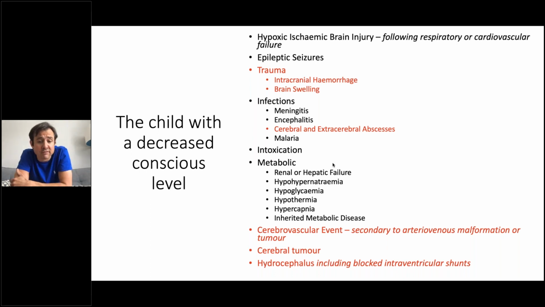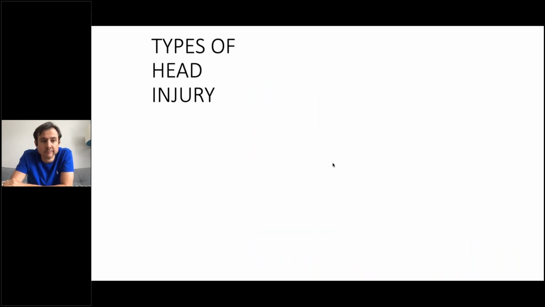So neurovascular events in children. This is classically secondary to an AVM, an arteriovenous malformation. Cerebral tumors, as we've mentioned, and hydrocephalus, including intraventricular shunt. So this is just taken straight from an APLS.